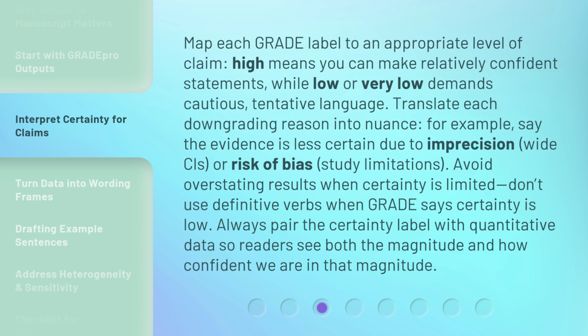Avoid overstating results when certainty is limited. Don't use definitive verbs when GRADE says certainty is low. Always pair the certainty label with quantitative data so readers see both the magnitude and how confident we are in that magnitude.